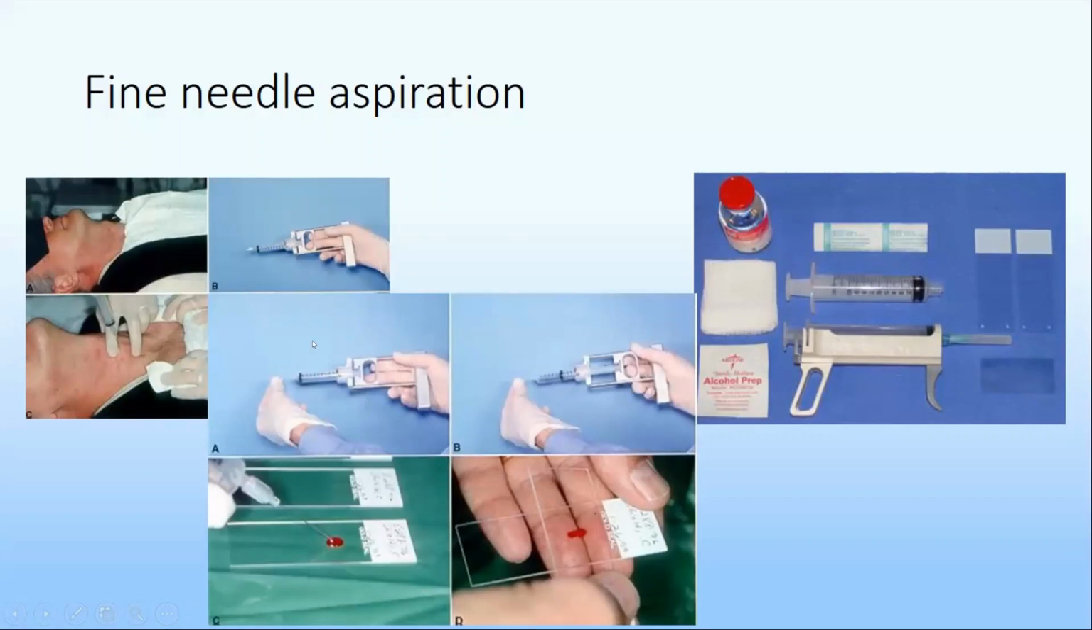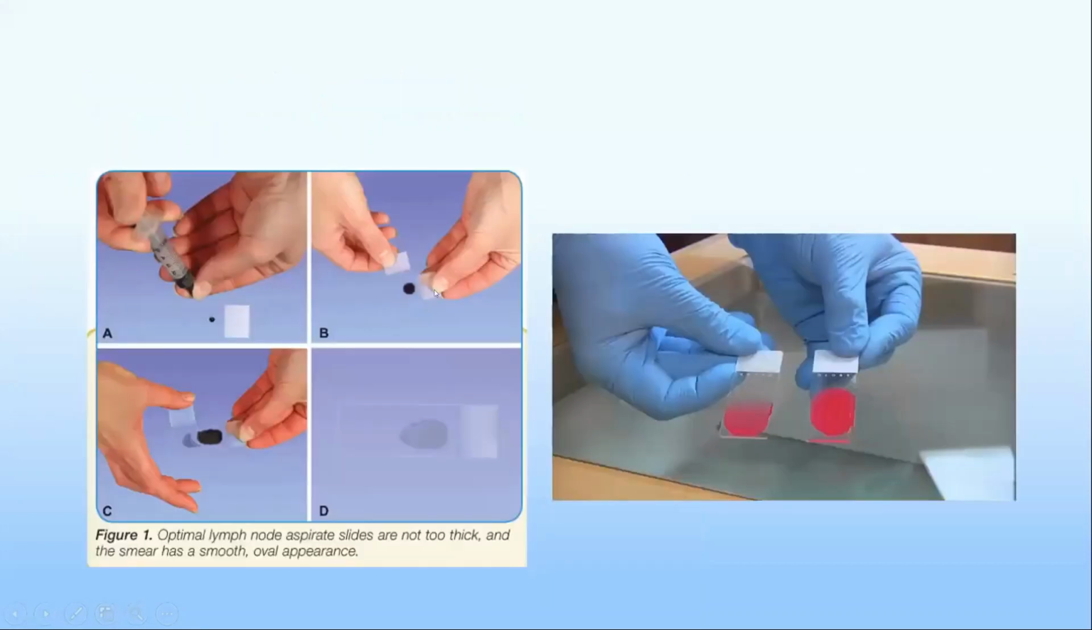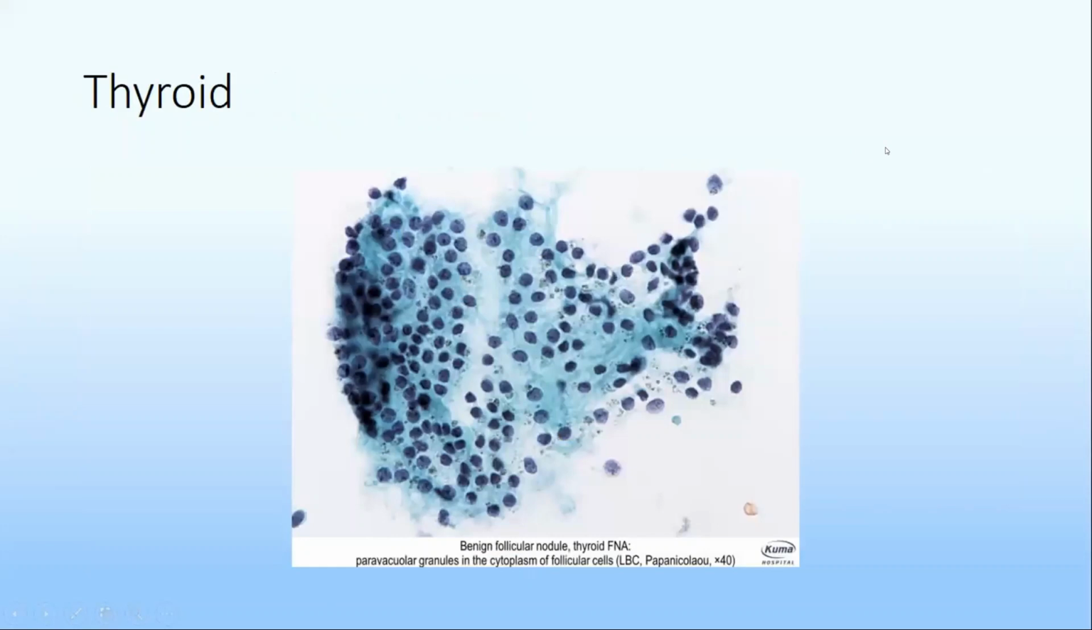Yeah, this is the gun. We call it a gun. We make the pass through the lesions. For example, this one is thyroid, and then we make a smear, and then we stain them, and then we see under the microscope. This is what we could see in the aspiration from the thyroid. This is basically benign.